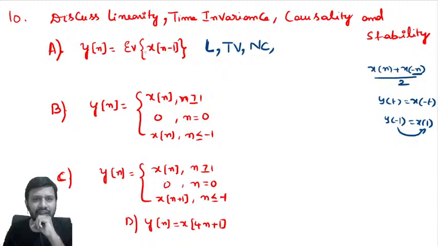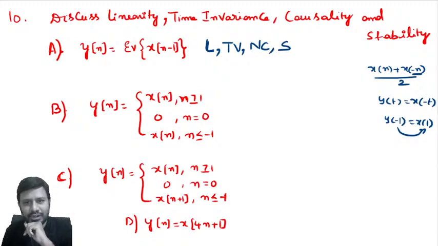Stability. If you observe the even part of x of n minus 1, if the signal is bounded, then if you calculate the even part of that, it will also be bounded. Take u of n as an example and try to calculate the even part of u of n minus 1. That will also be a bounded signal. So stable. So linear, time variant, non-causal and stable is the answer for the first one. Okay. Second one.